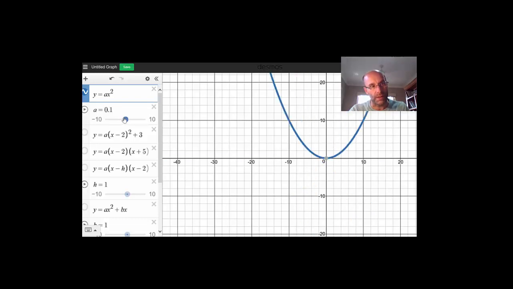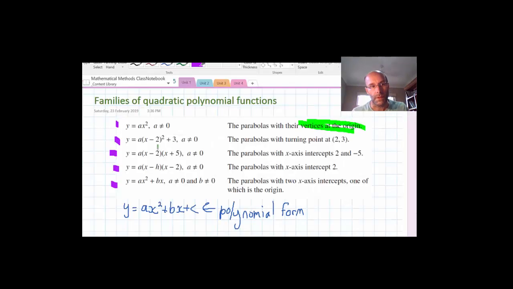Once we get a number greater than 1, so that's y equals x squared there, we get a vertical stretch, so it becomes narrow and pointier. When we have a decimal value between 0 and 1, like 0.4, it gets broader, and the same thing happens in the reflection. So we've seen that before, so that's nothing new.